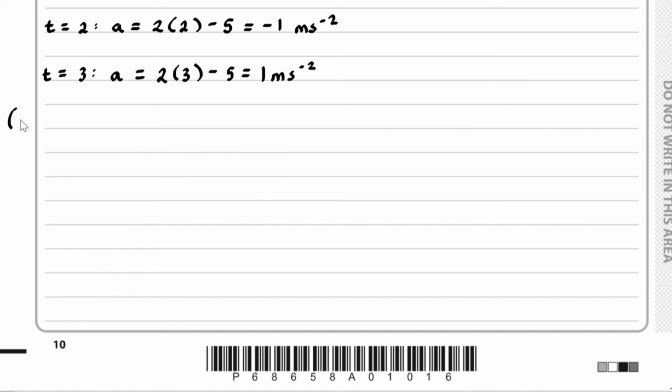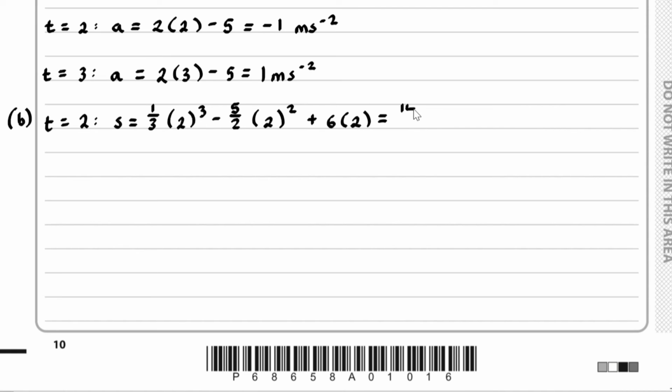So, for part B of the question, let's see what happens when t equals 2. When t equals 2, s is equal to 1/3 multiplied by 2 cubed minus 5/2 multiplied by 2 squared plus 6 multiplied by 2. And if I work out what this is, it turns out I get 14 over 3.